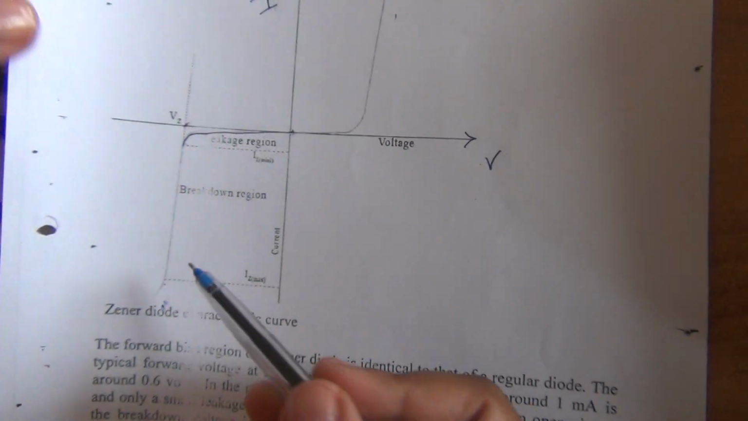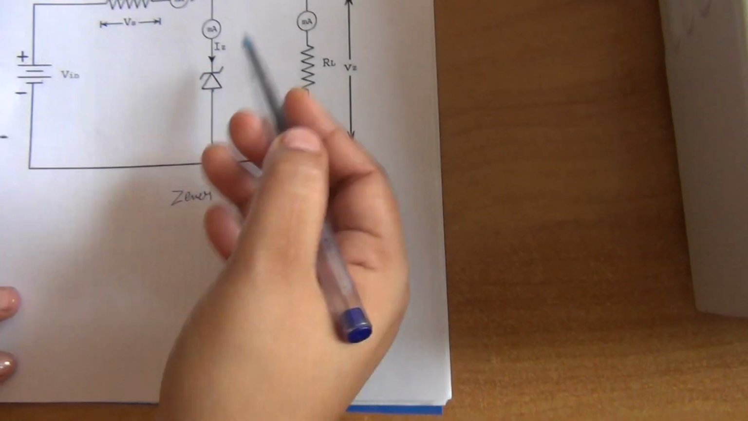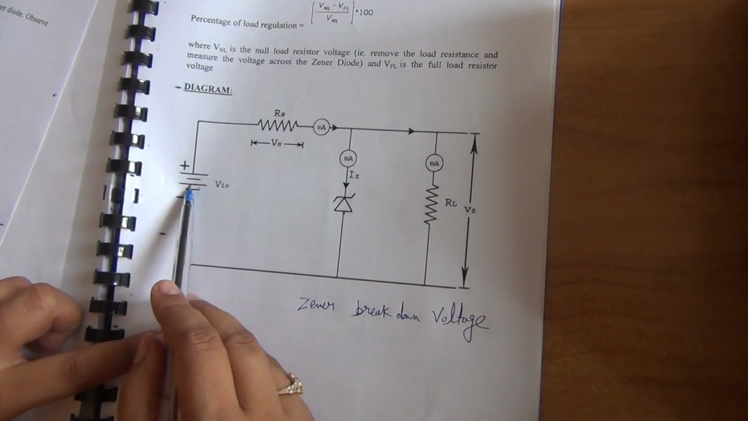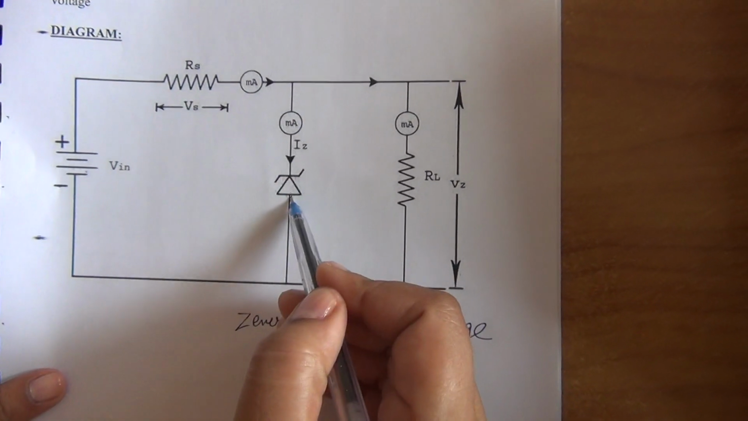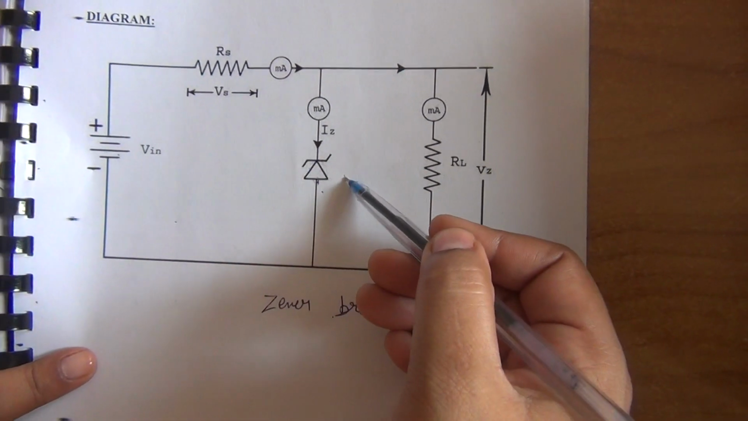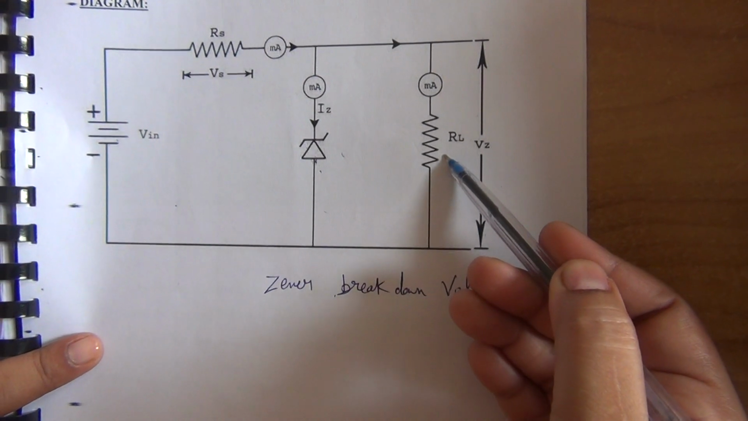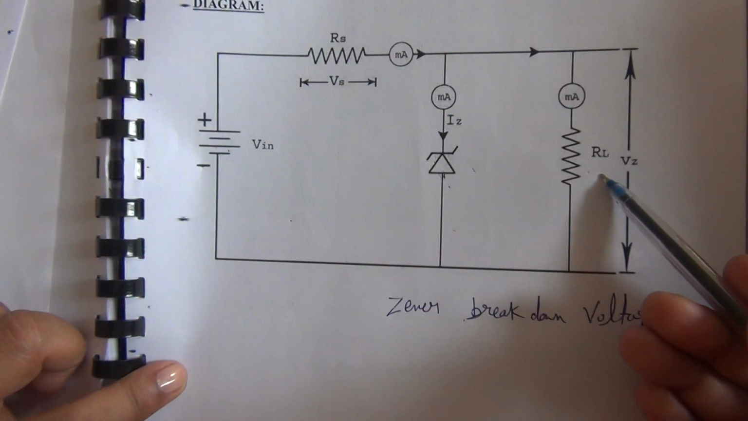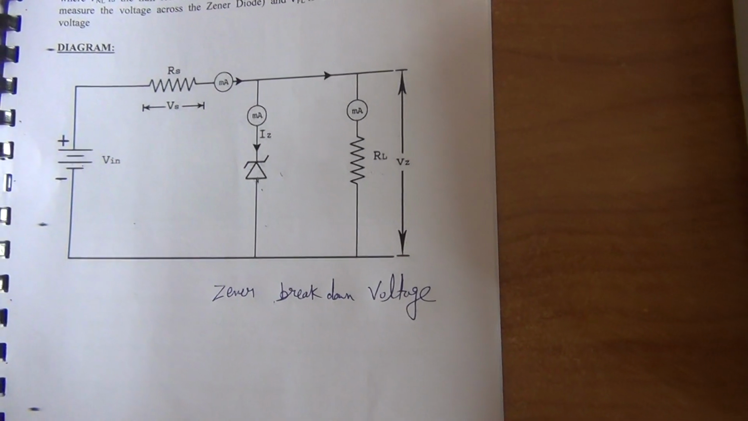The same logic we are going to use in our experiment in this whole analysis: when the input voltage exceeds the Zener breakdown voltage, the Zener starts conducting and the extra voltage or extra current flows through this Zener, such that the current or voltage across this load remains constant. So what is the regulating action of Zener?